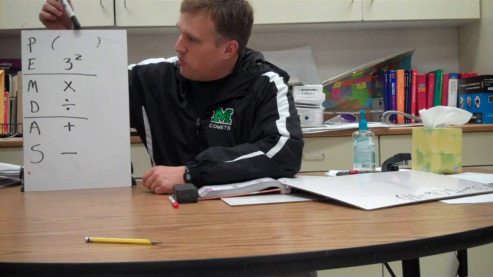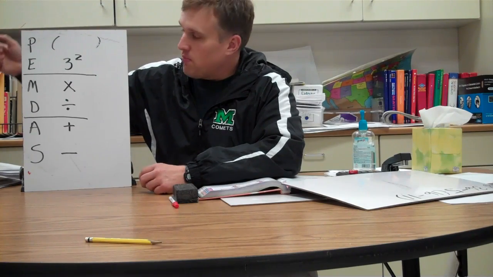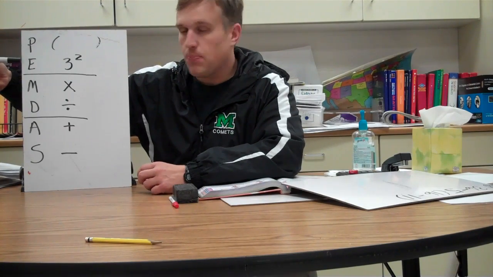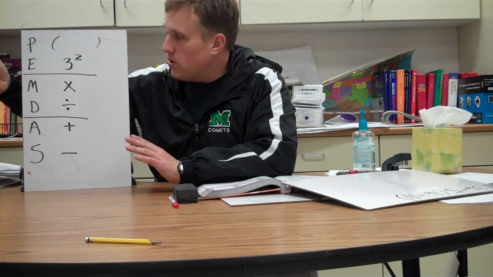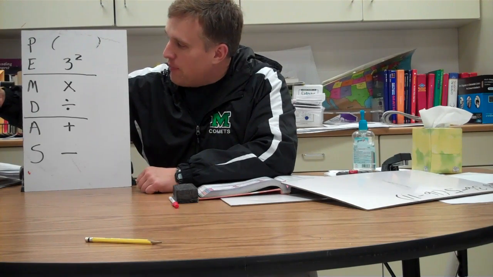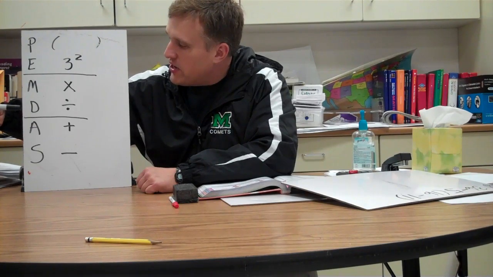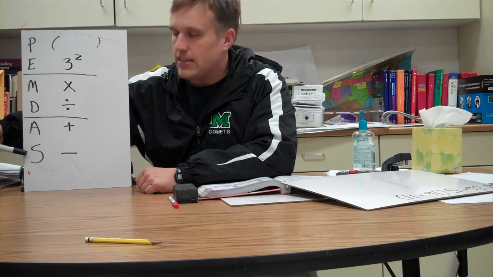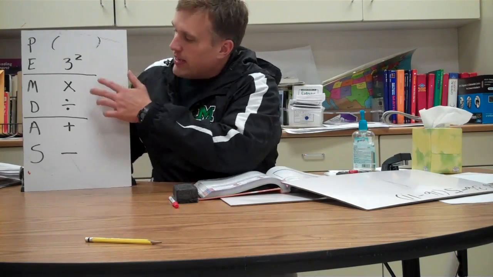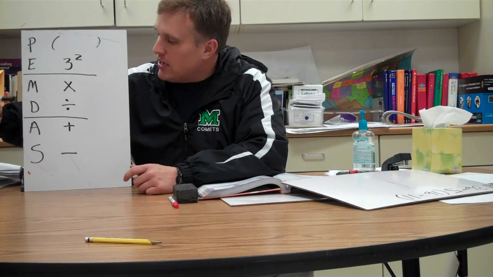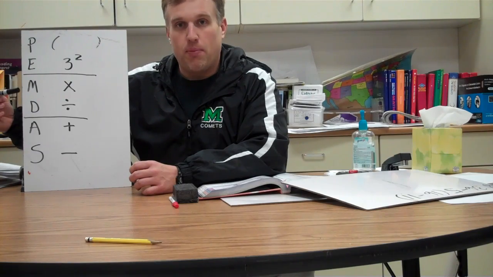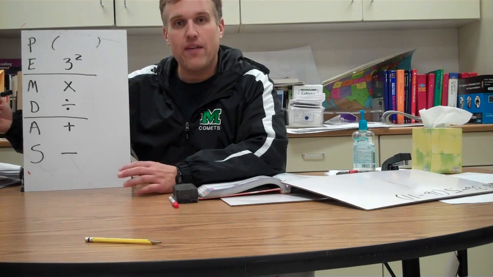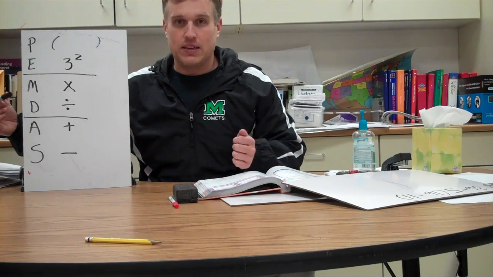The P represents parentheses, so you'll always do parentheses first in the problem. Second is exponents. Tonight's homework, there will be no exponents, so you don't have to worry about that today. Next is multiplication, division, addition, and subtraction. Now, the key thing to remember, with multiplication and division, if you have both in the same problem, you always do whichever comes first going left to right.